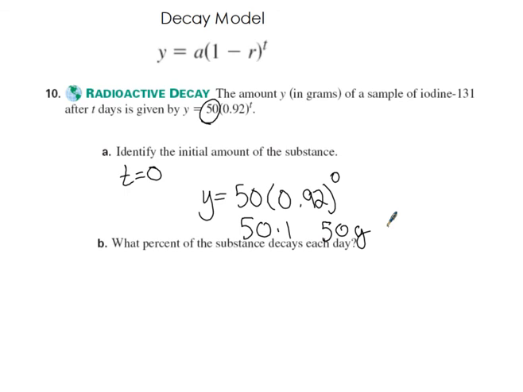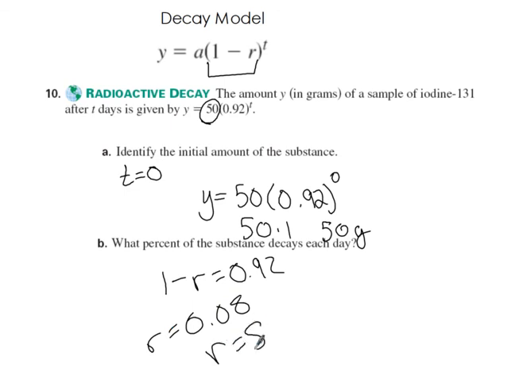What percent of the substance is left or decays each day? Well, I'm going to take my growth concept of 1 minus r and set that to 0.92. I'm just reasoning this out, but if I got 1 and I want to knock it down to 0.92, that means that 0.08 must have been my r, or an 8% decay. Okay.